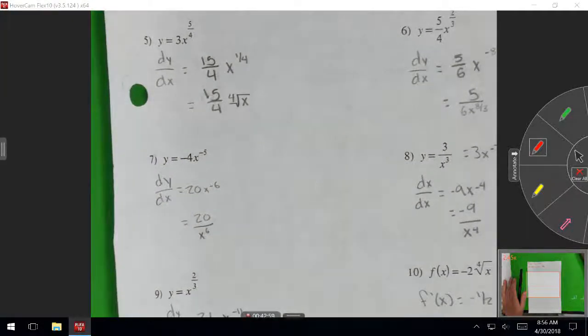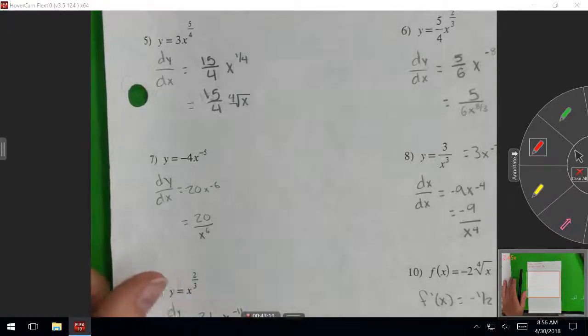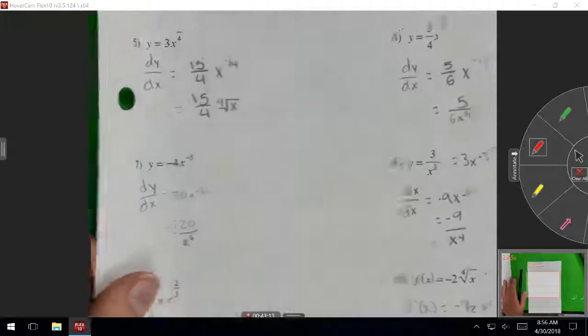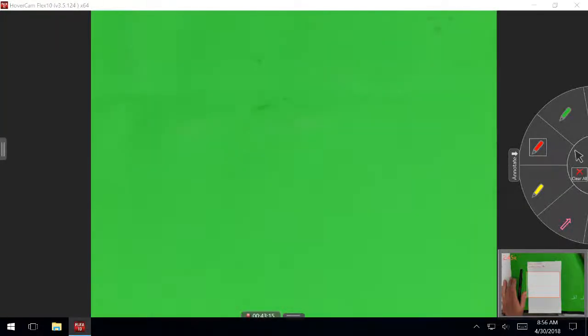Okay, so I just multiplied 5 over 4 times 3 to get 15 over 4, and subtracted 1 to get 11/4, and then I just put it as a radical, the 4th root of it. That's exactly how I would like it. Thank you. You have it on the side or in the numerator. All right, go ahead.